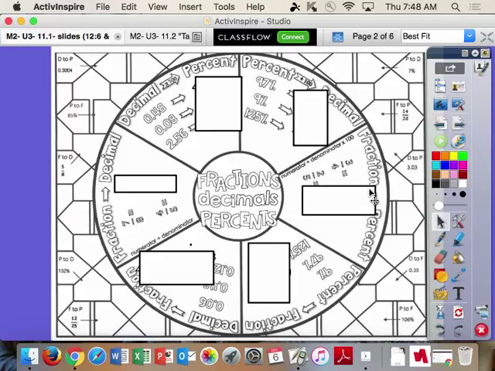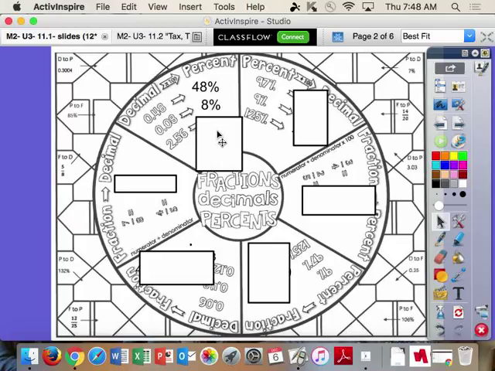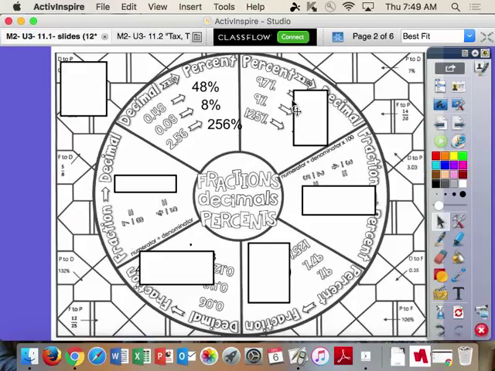That is A-okay. All it's saying is, from a decimal to a percent, you multiply by 100. So if I take 0.48 and I multiply by 100, what is that percent? 48%. If I do the same thing with 0.08, 8%. If I do the same thing with 2.56, what is that? 256%.